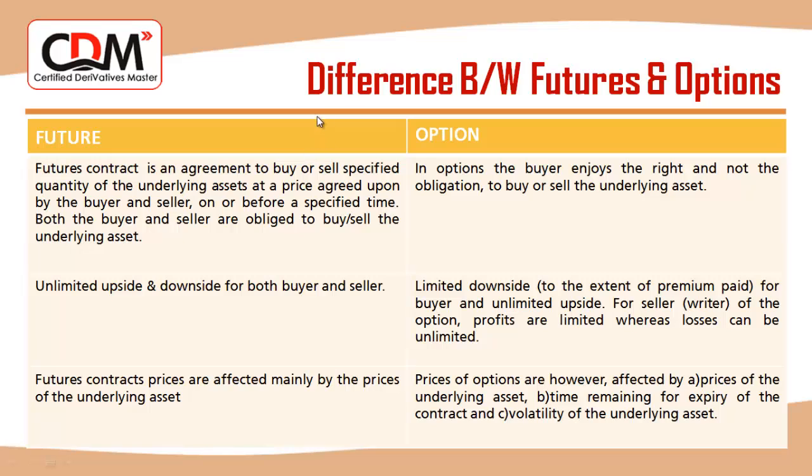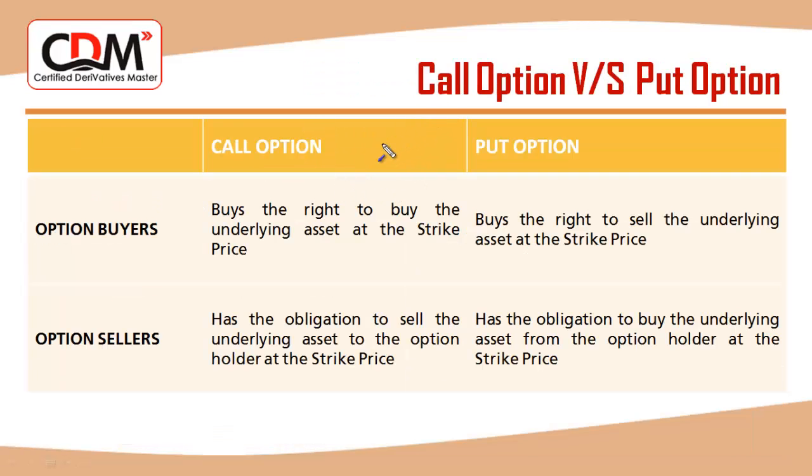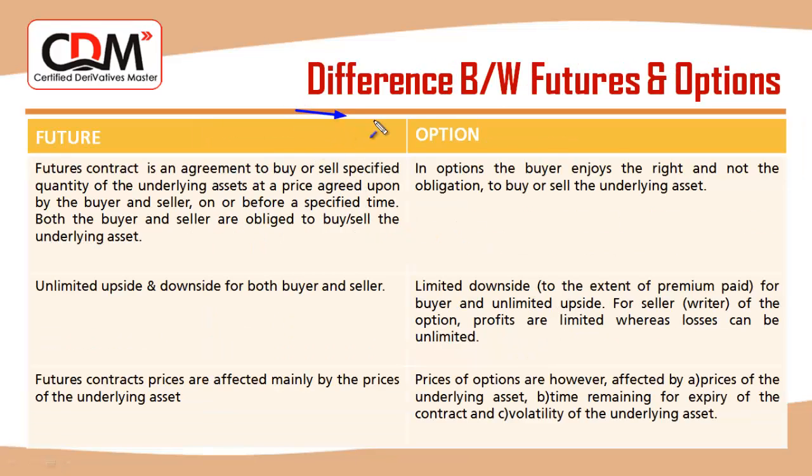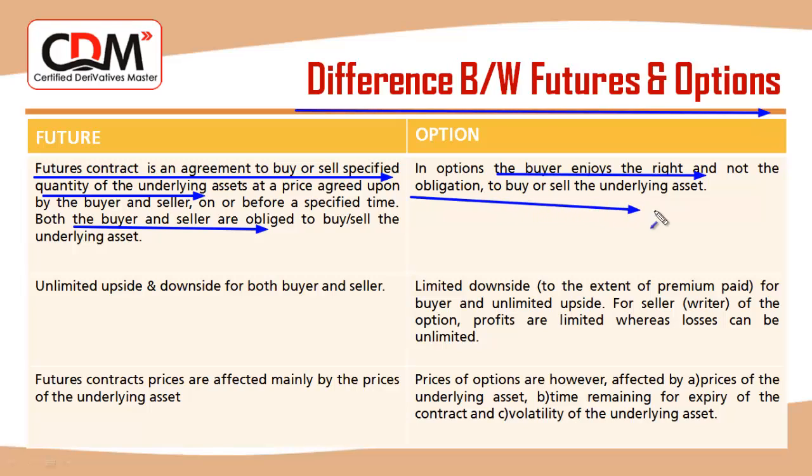Now there is a difference between future and options. Now what is the difference between future and option? We say a future is an agreement to buy or sell a specified quantity of the underlying asset at a price agreed by the buyer and the seller. Means future is an agreement between the buyer and the seller, and both have the obligation to buy or sell their quantity. But in option, the buyer enjoys the right but not the obligation. If the buyer wants to buy the property, he will buy. If he is not interested in buying the property, he will simply back off. So only the buyer has the right to buy. But in future, buyer and seller both have the obligation to buy and sell their contract.